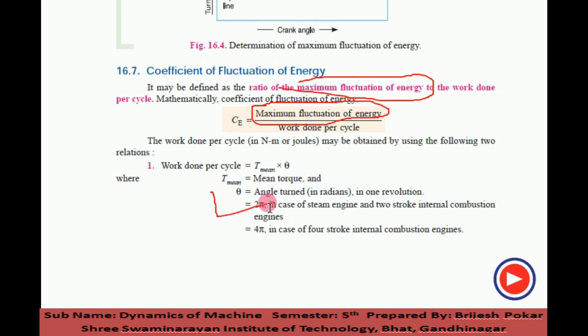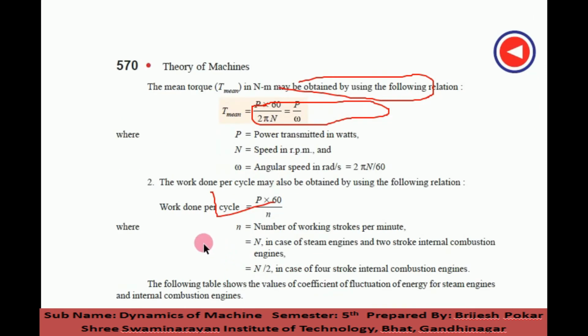Okay, so 2 pi in case of 2 stroke and 4 pi in case of 4 stroke. Okay, so work done we can find out this way, and the work done per cycle, in newton-meter or joule, may be obtained by using the following relation. Now second, we can find the work done by P into 60 upon N.